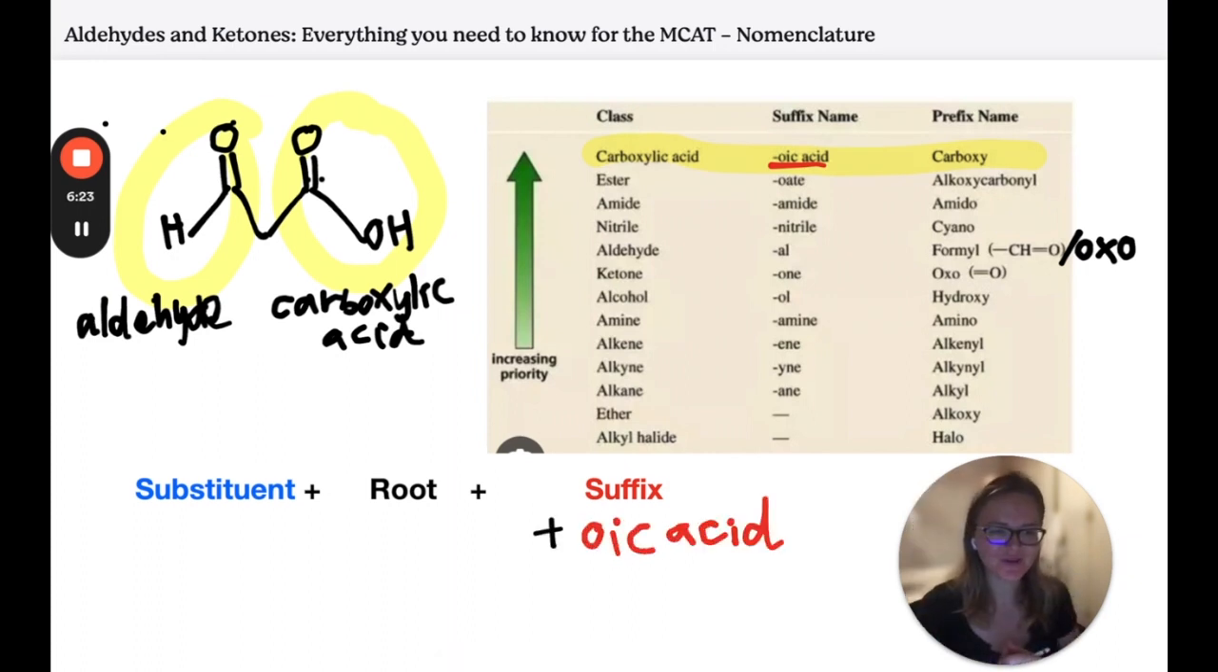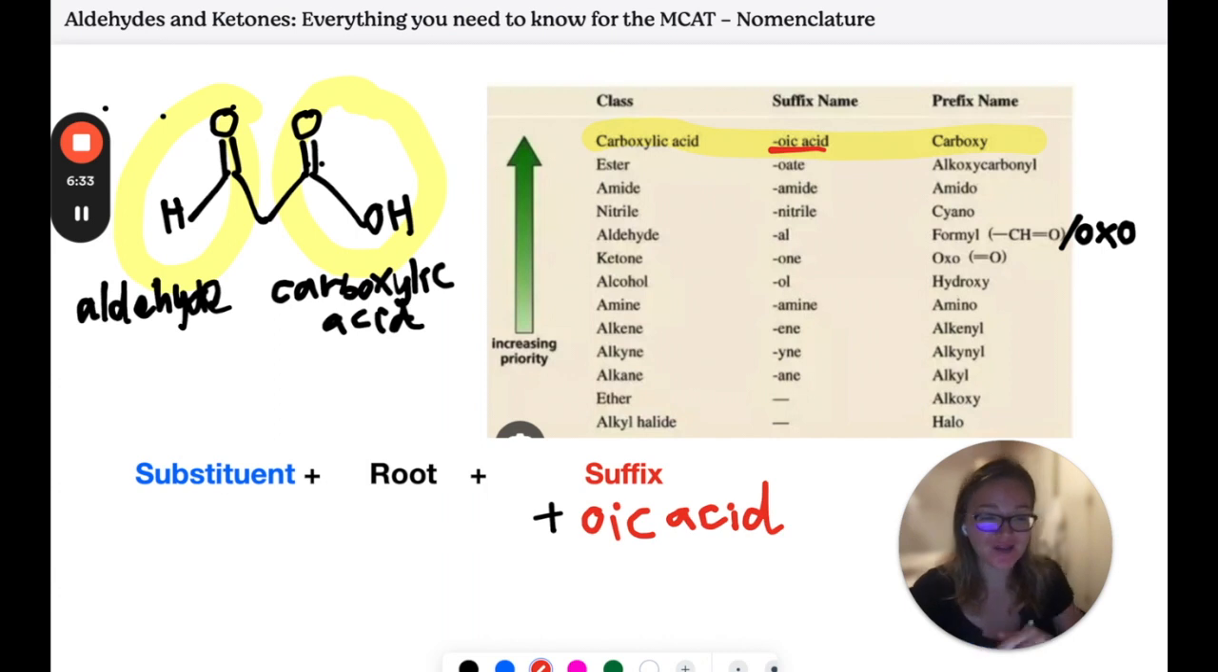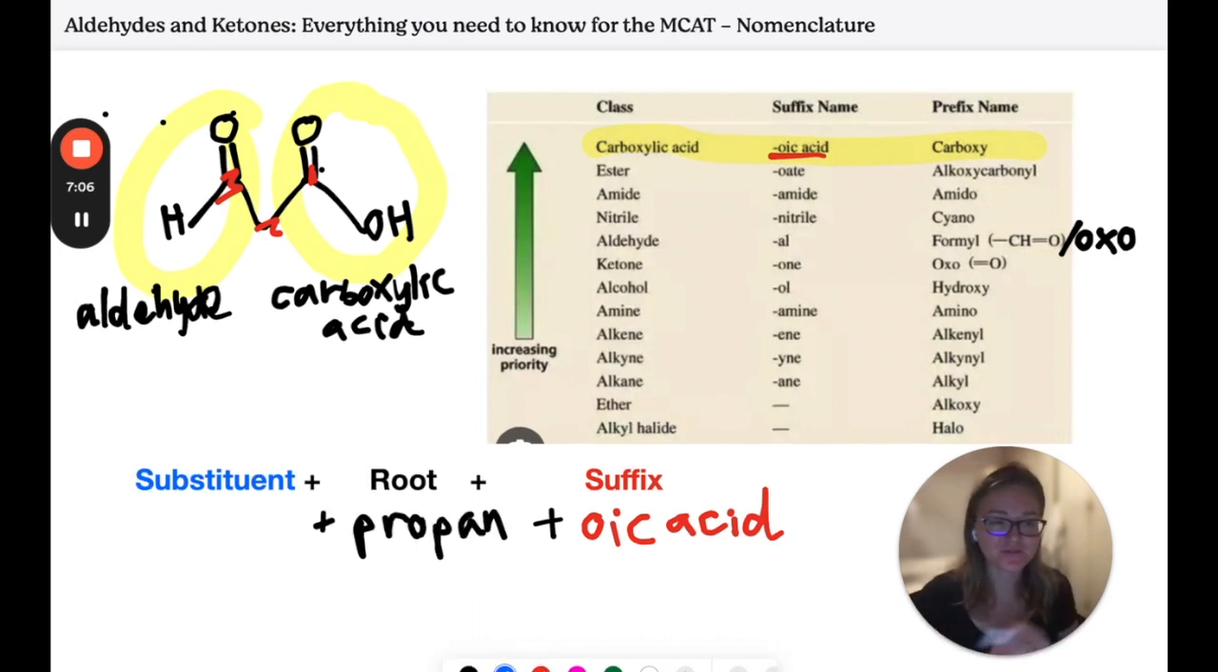And then for our root, let's count our longest continuous carbon chain with the carbonyl carbon of our highest priority group. Here we go, we're going to start there. 1, 2, 3. Okay, so our longest chain is 3 carbons. That means we have propane as our root. Of course, we're going to drop that e, so it's just going to be propan. And then for our substituent, we have our aldehyde, but we have to figure out which carbon our aldehyde is off of, so we can show where it is on the molecule.